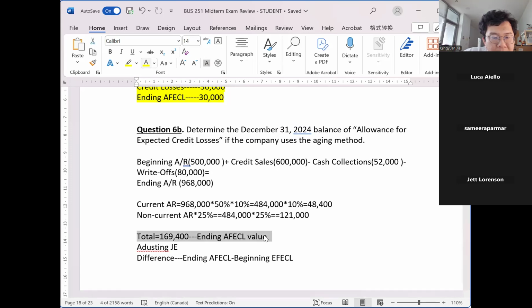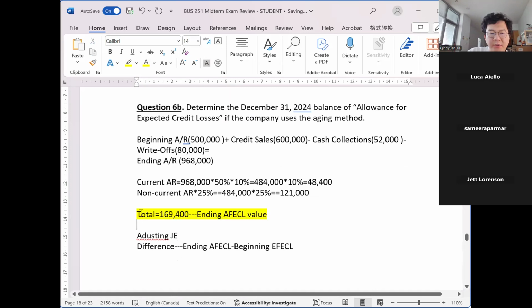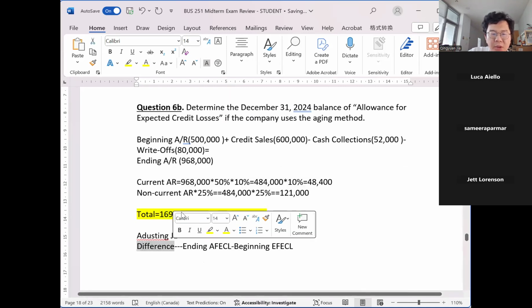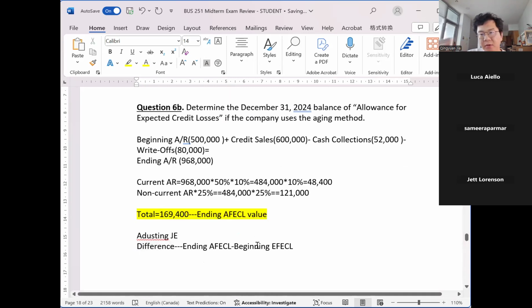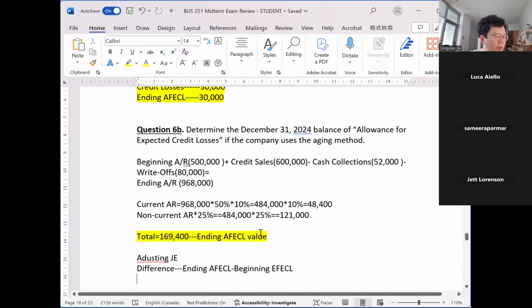Because this is the ending AFECL value. But I'm just saying that if we are required to do journal entries, this is probably not the amount that we will put into the journal entry, because we will put the difference between the beginning balance and the ending balance of the AFECL, so that we are making an adjustment, right? I know this is a bit tricky and a bit confusing. You could probably spend more time doing the exercise and reading this question again.